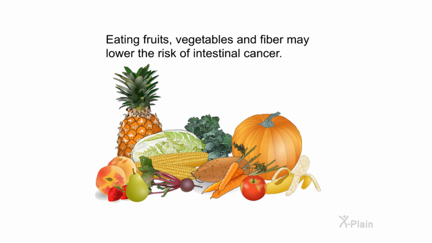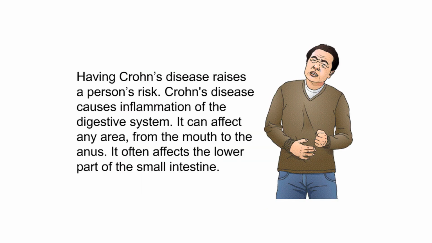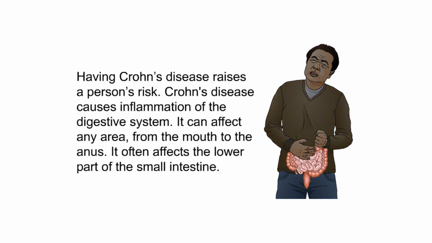Eating fruits, vegetables, and fiber may lower the risk of intestinal cancer. Having Crohn's disease raises a person's risk. Crohn's disease causes inflammation of the digestive system. It can affect any area from the mouth to the anus. It often affects the lower part of the small intestine.